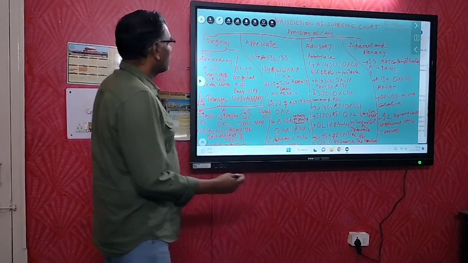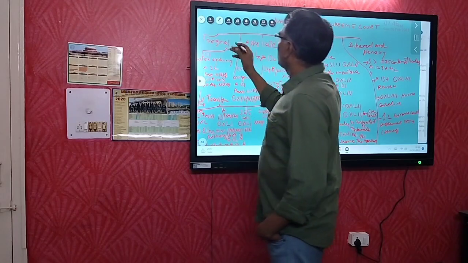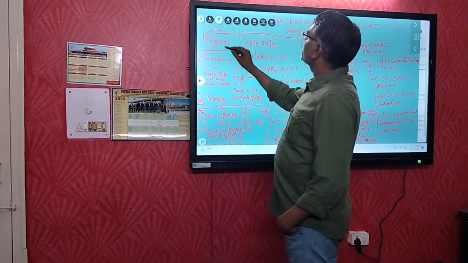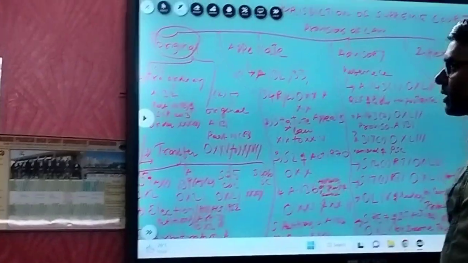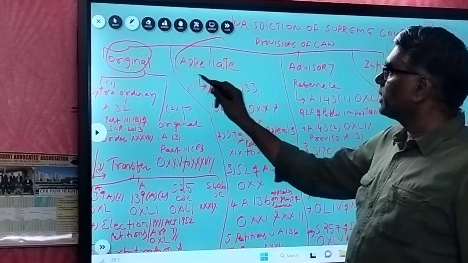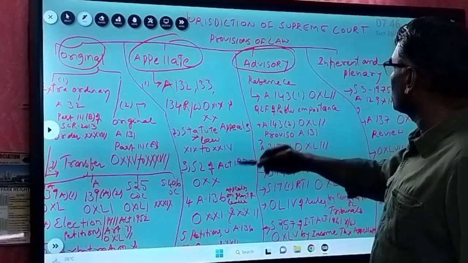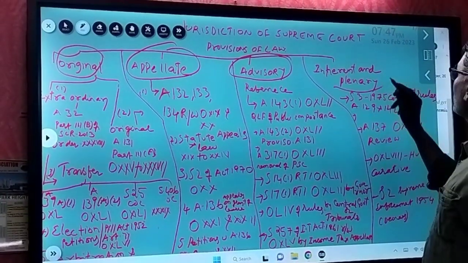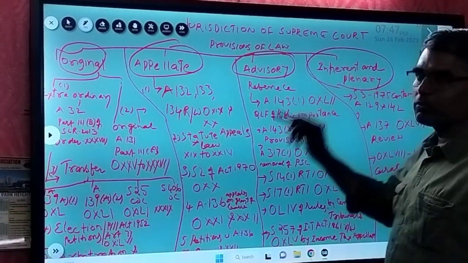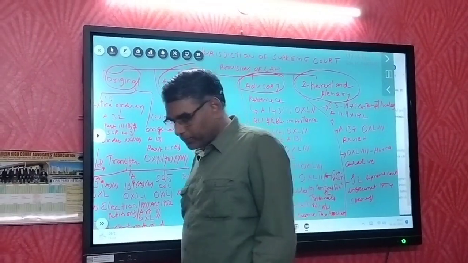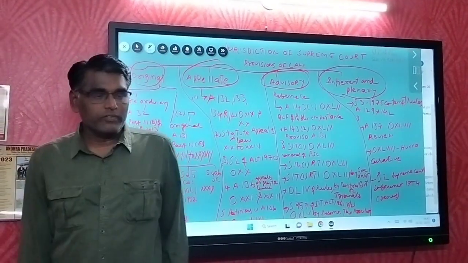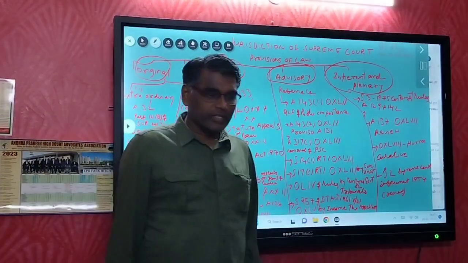So first one is original. What is this? Original jurisdiction. Second one is appellate jurisdiction. Third one is advisory jurisdiction. Fourth one is inherent and plenary jurisdiction. So come to the first one, original jurisdiction.